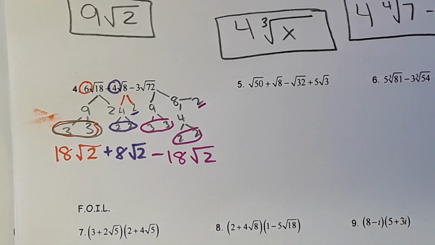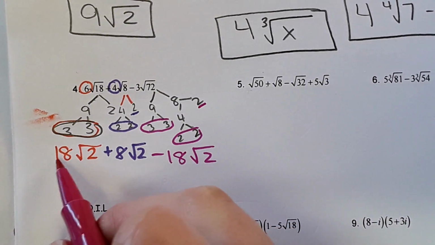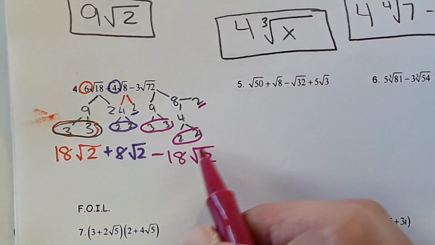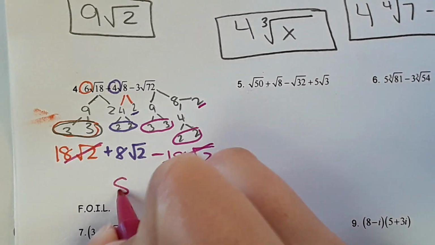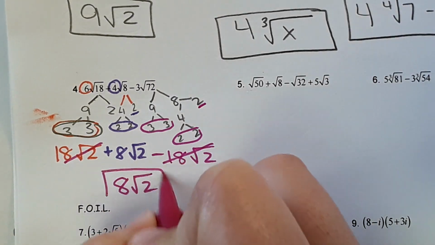I messed something up, did I? No, I didn't. Okay. Correct. Yes, 18 square root of 2 and minus 18 square root of 2 is going to cancel, and the answer is 8 square root of 2.